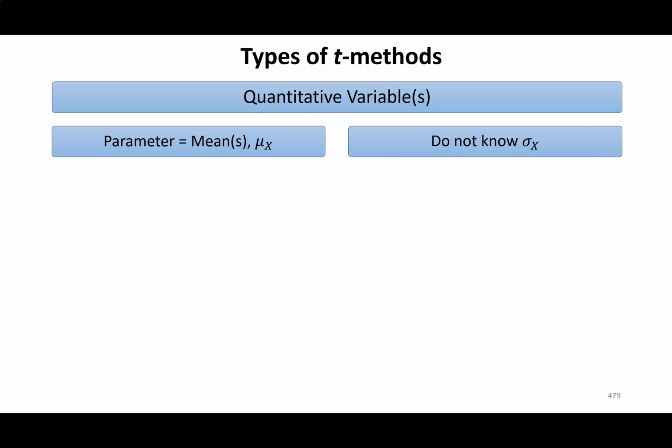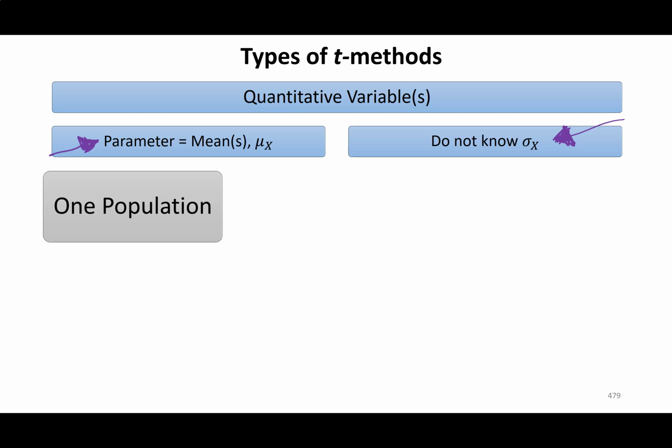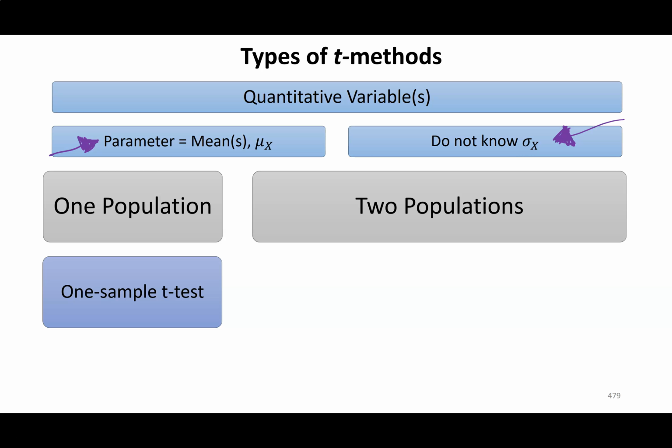So types of t-methods. There's 2 that we really covered here. There's another we'll mention. So in general, the parameter we're looking at is for means. So if you're doing anything besides means, t-methods is not for you. And it's a scenario where we don't know the spread of the population. So we don't know sigma. So in the case where we have one population, we're going to use a one sample t-test. So that was that first set that we looked at.